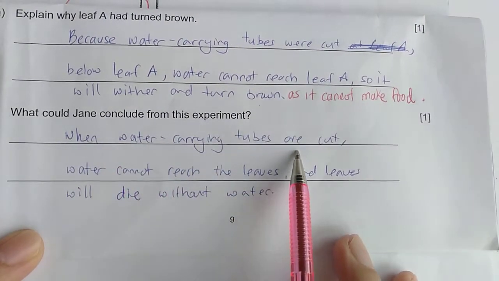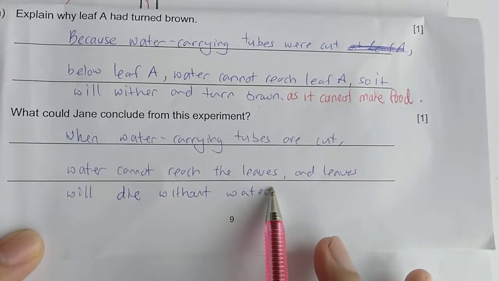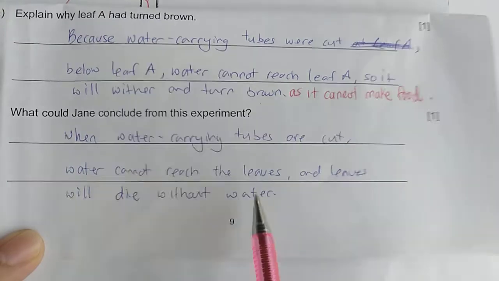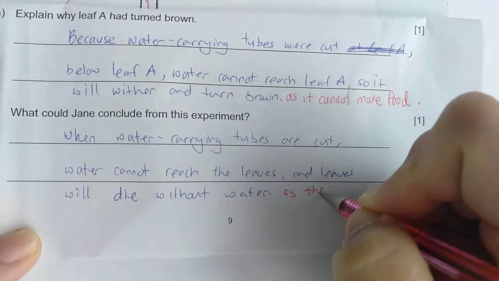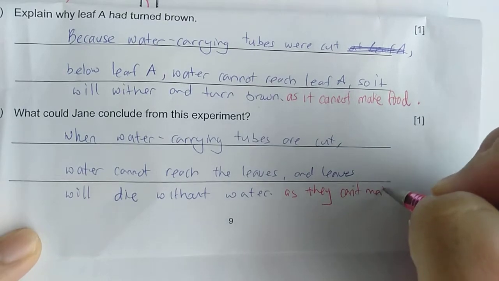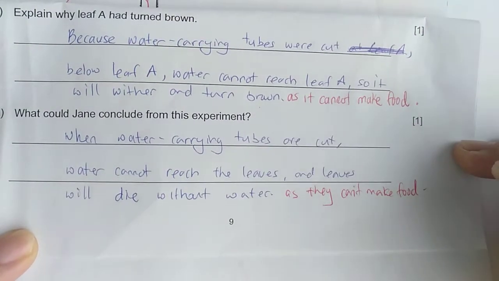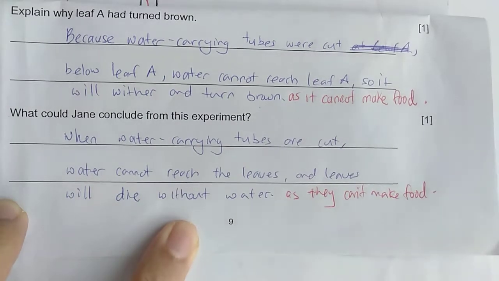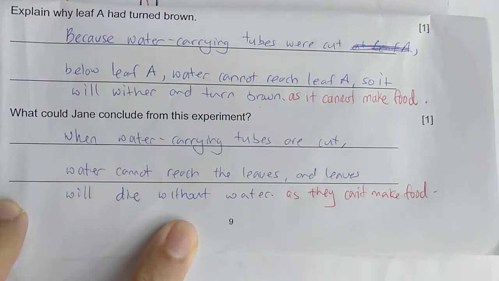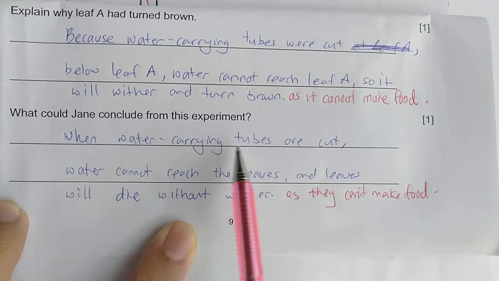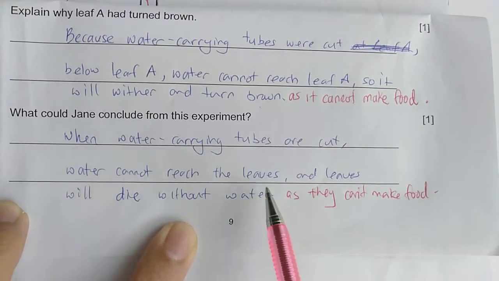When water carrying tubes are cut, water cannot reach the leaves. Leaves will die without water, as they can't make food. Okay? So the aim of the experiment is to find out, can leaves continue to make food without water? And the answer is no. So the aim is, will cutting the water carrying tubes stop the leaves from making food? And the conclusion is yes. When cutting water carrying tubes, water cannot reach the leaves, so leaves will die because they cannot make food.